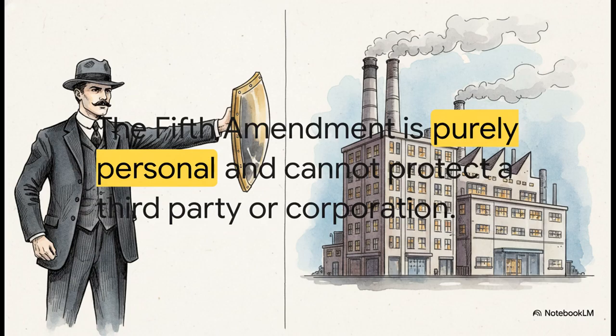They firmly established the personal privilege rule. The Fifth Amendment is purely personal. A corporate agent simply cannot use their own personal Fifth Amendment rights to shield a third party, and they definitely can't use it to shield the corporation from having to turn over its own documents.